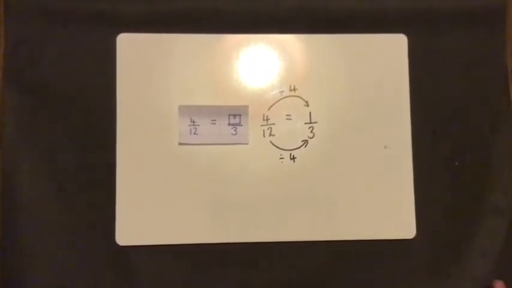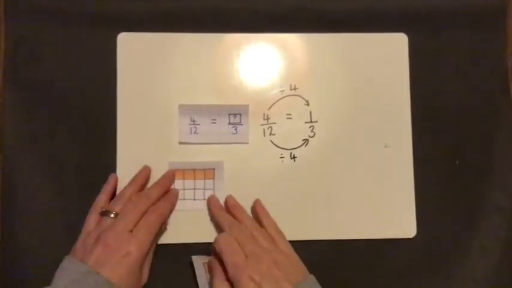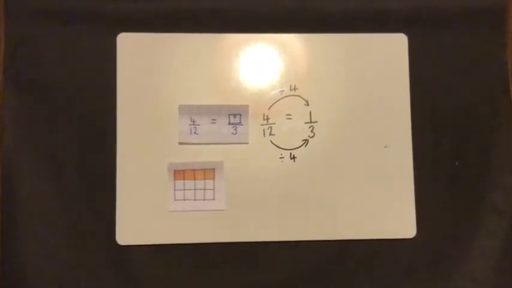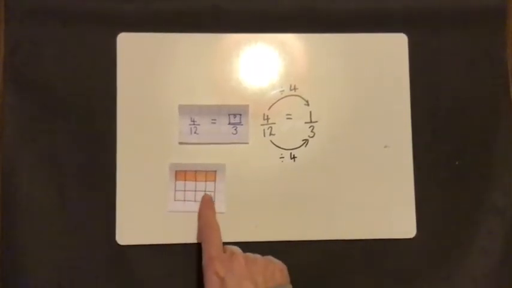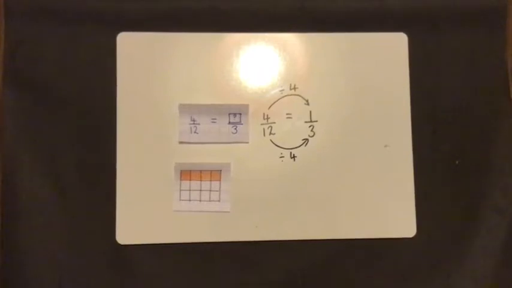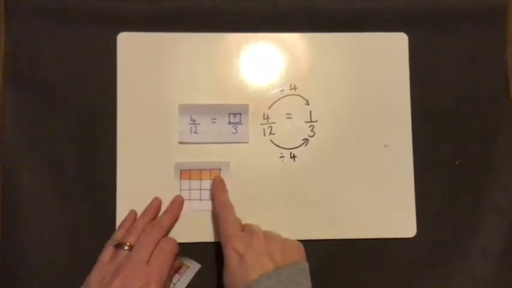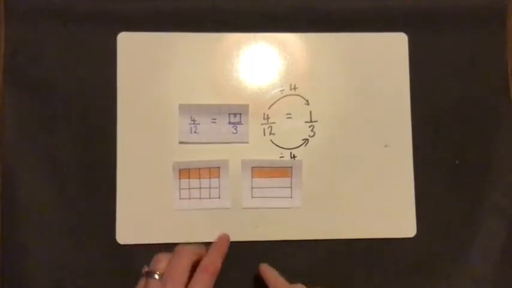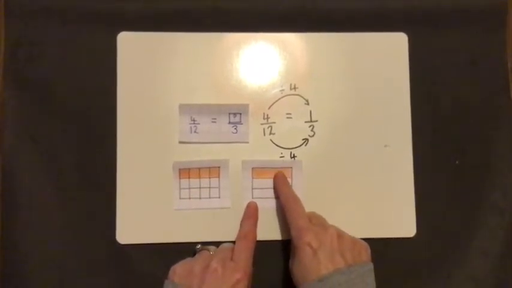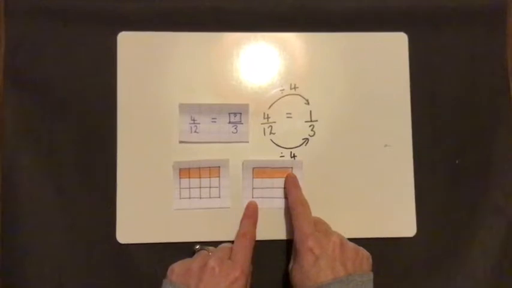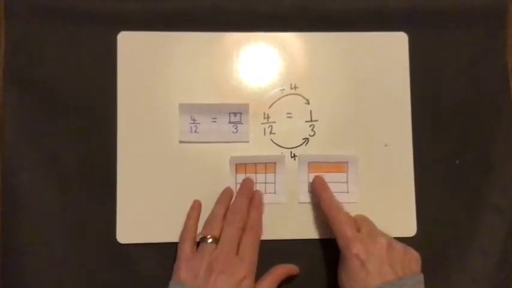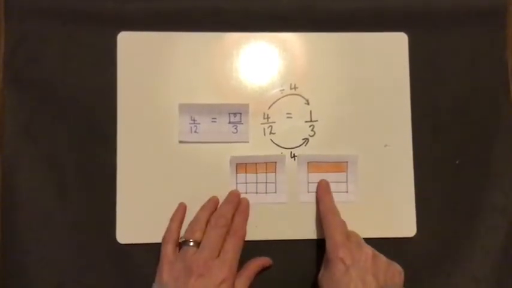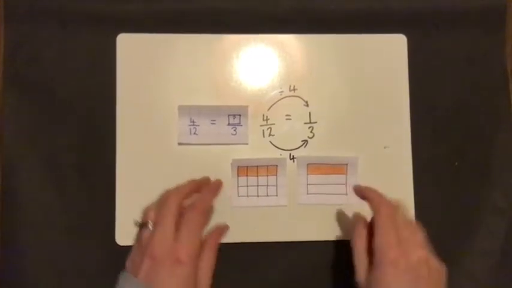And to show you this visually with a diagram, we can see that we've got 4/12. This rectangle's been divided up into 12 equal parts, and 4 are coloured in. This time the same rectangle's been divided up into thirds, and 1 is coloured in. So we can clearly see that 4/12 and 1/3 are equivalents.